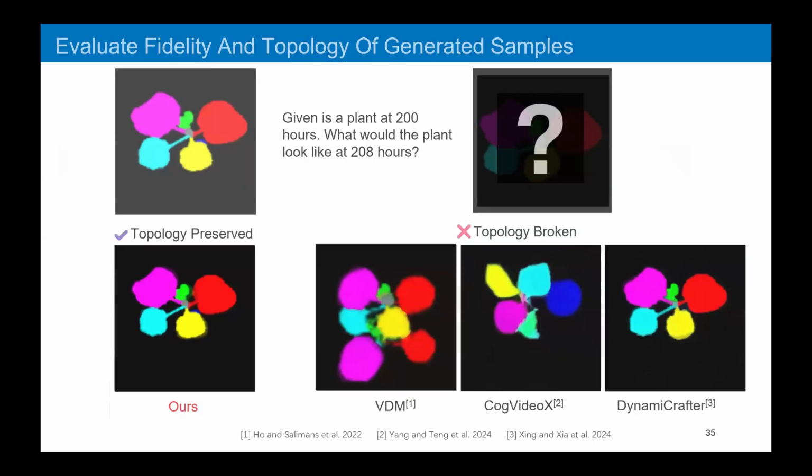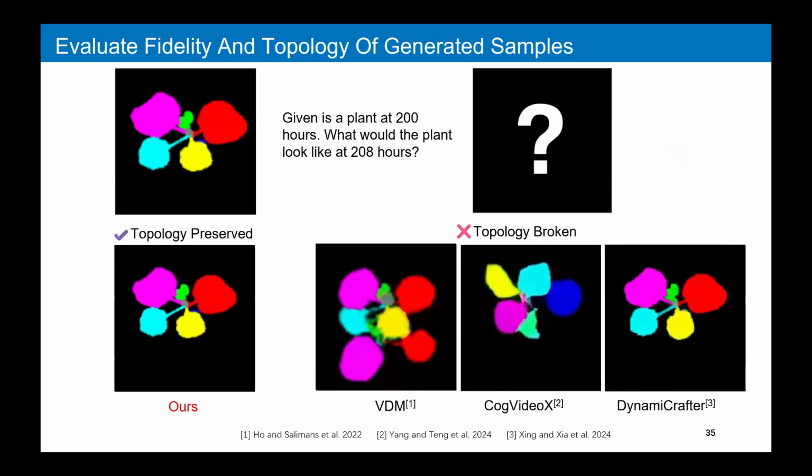We also evaluate the fidelity and the topology of the generative samples, compared with three state-of-the-art video diffusion models, which diffuse the shape changes over time in image intensity space. Given a plant at 200 hours, we predict its appearance at 208 hours. IGG clearly preserves the object's topology and captures the gradual geometric changes over time. In contrast, the baseline often produces unrealistic hallucinations that break the topology structure. For example, the yellow box highlights the topology violations.